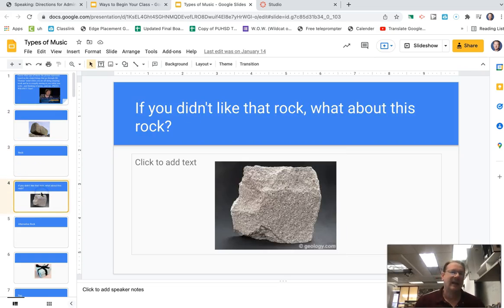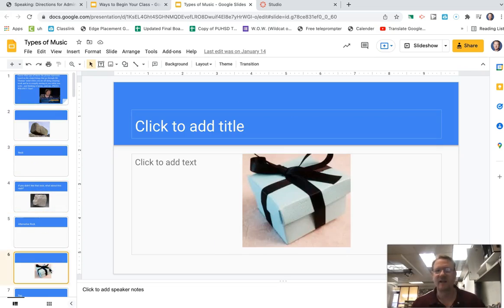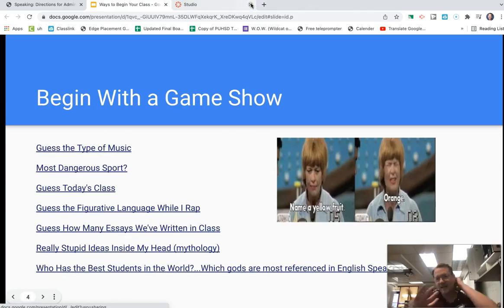And I'm like, yay. I'm like, well, if you didn't like that rock, what about this rock? And they're like, alternative rock. I'm like, yay. And I do that with probably 12 or 15 different types of music. If you look at the screen, the slides, you can see there's a package being wrapped, and they're like, rap music. So little things like that create dopamine, excitement in the class.